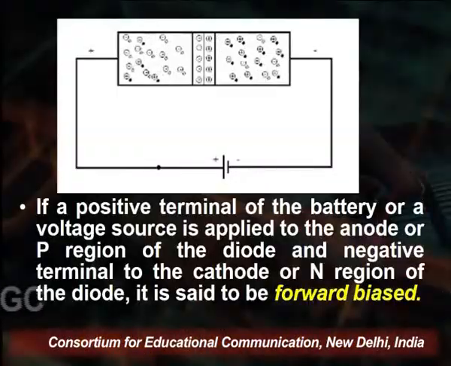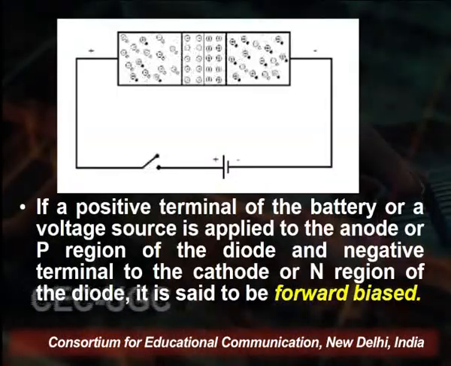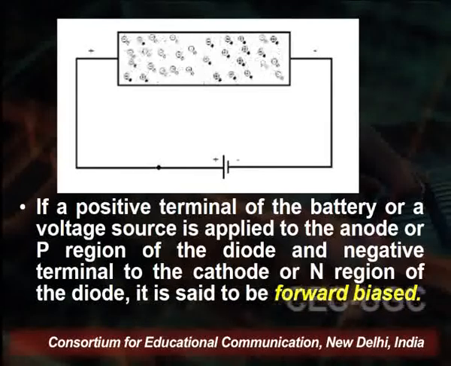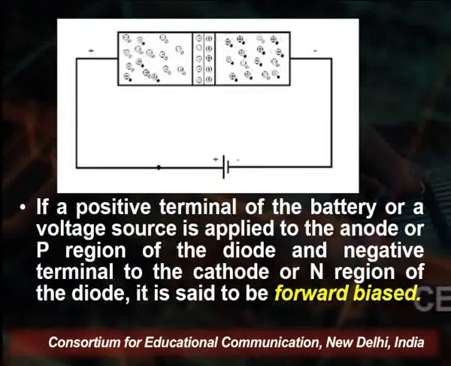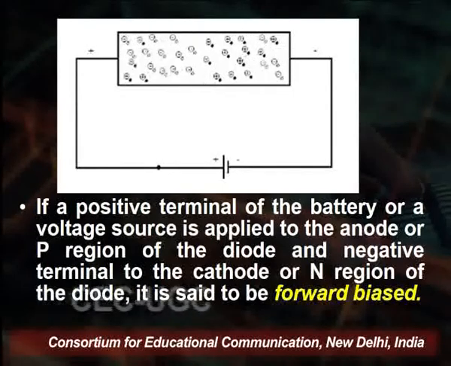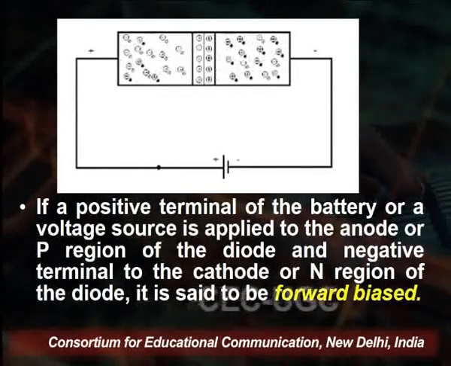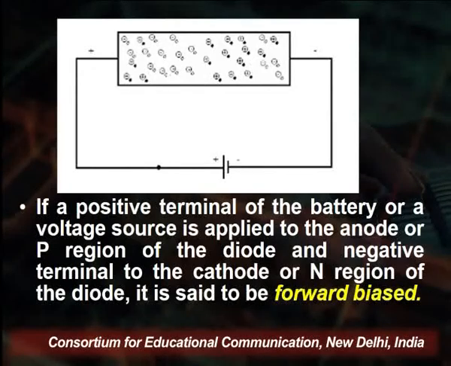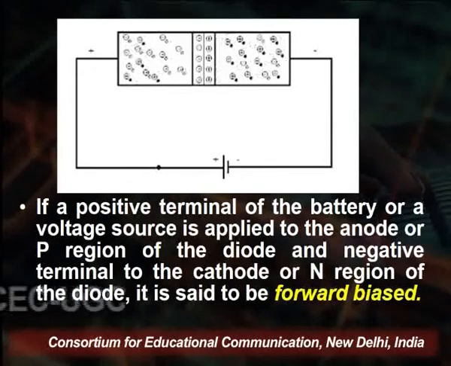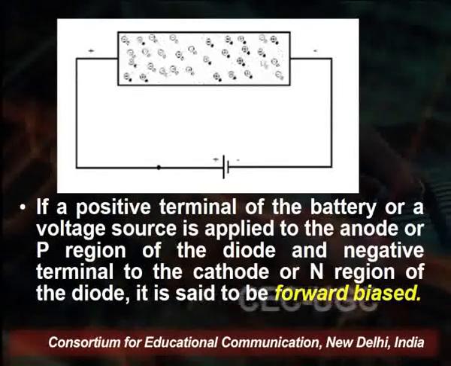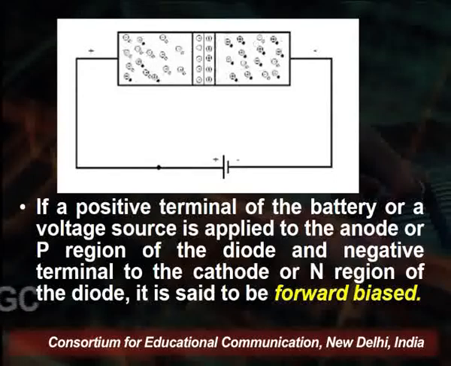Now you see in the diagram that if the positive terminal of the battery or voltage source is applied to the anode or the P region of the diode, and the negative terminal to the cathode or the N region of the diode, then it is called forward biasing. Here on the screen you see the charge carriers, P type and N type, and in between there is a depletion layer.